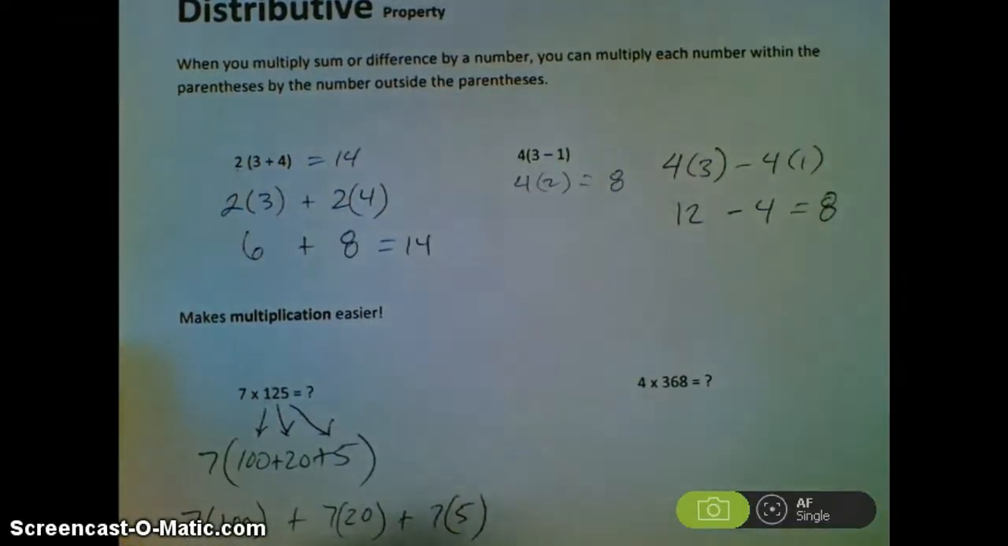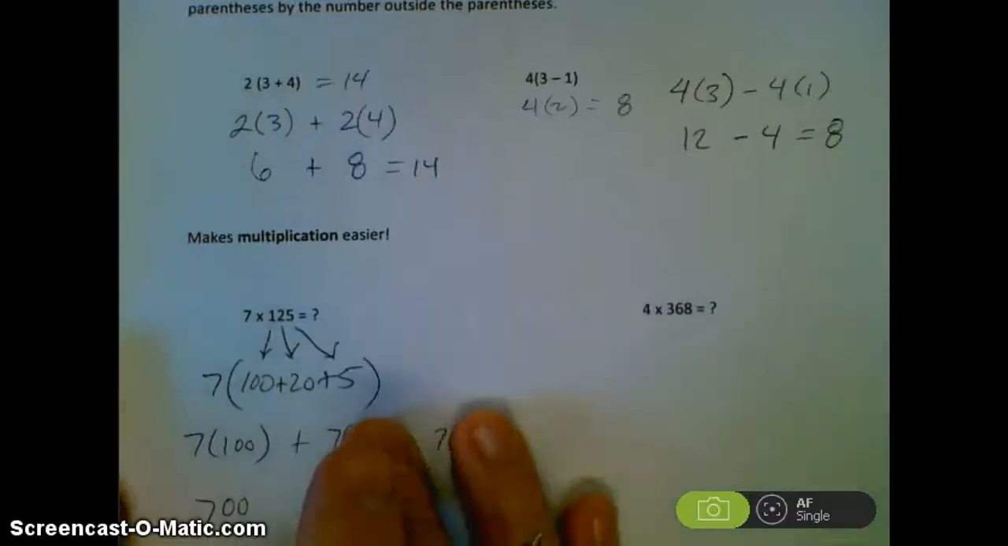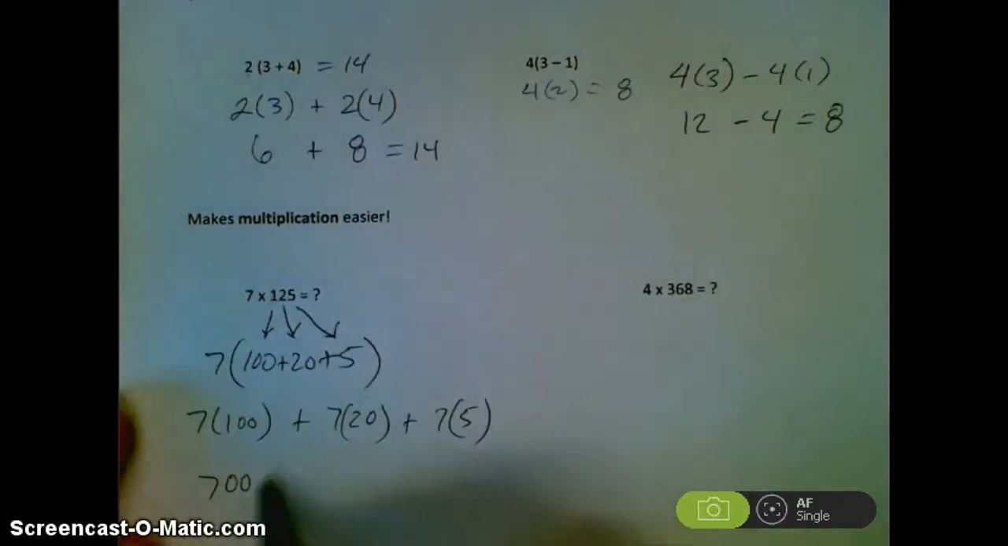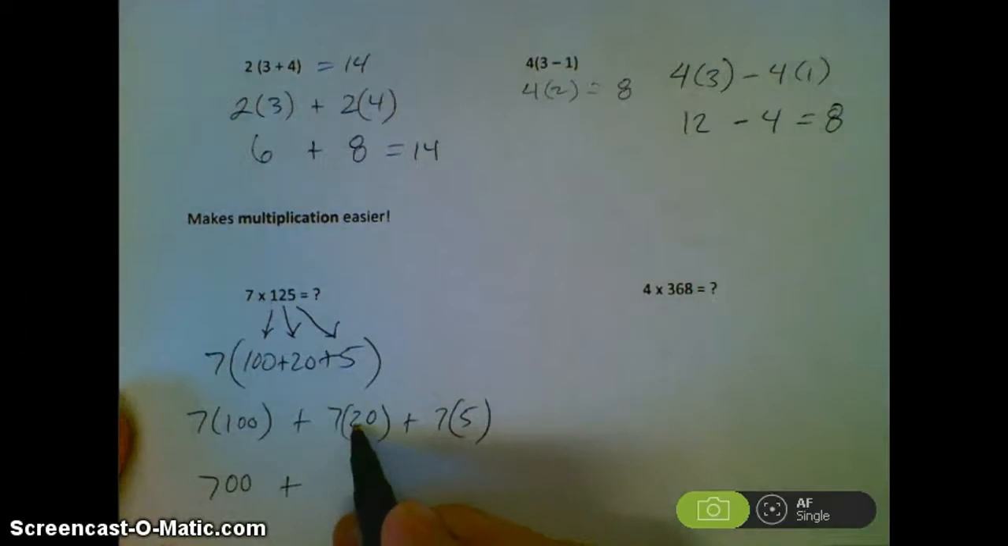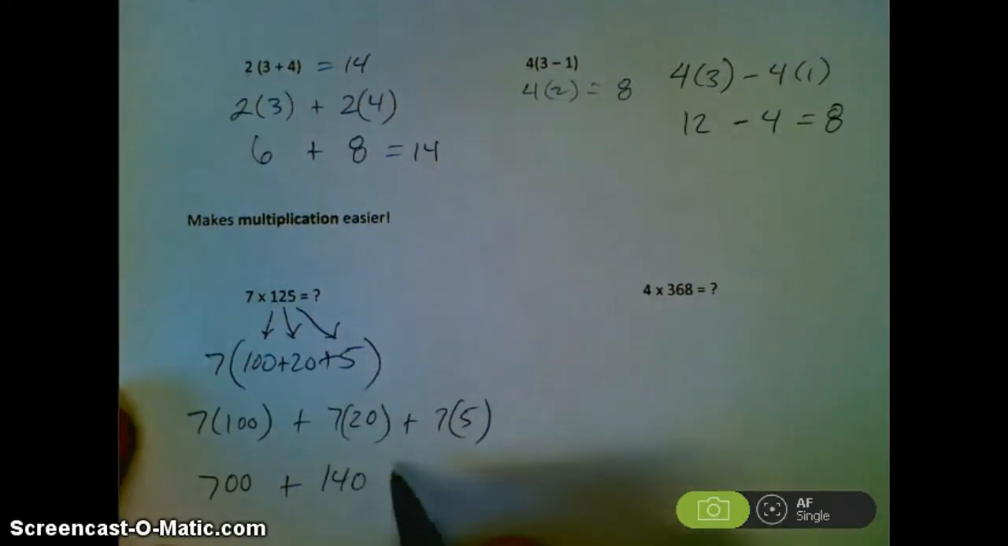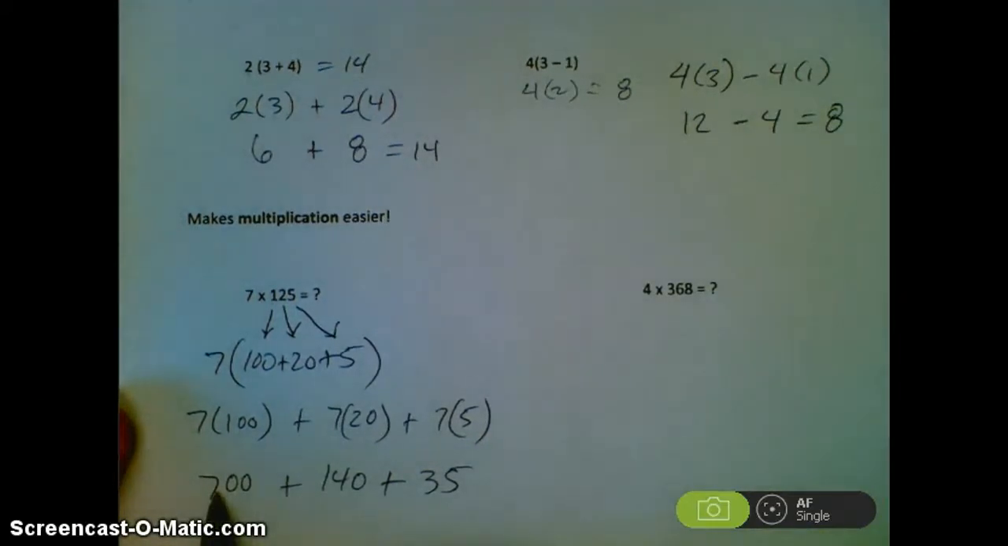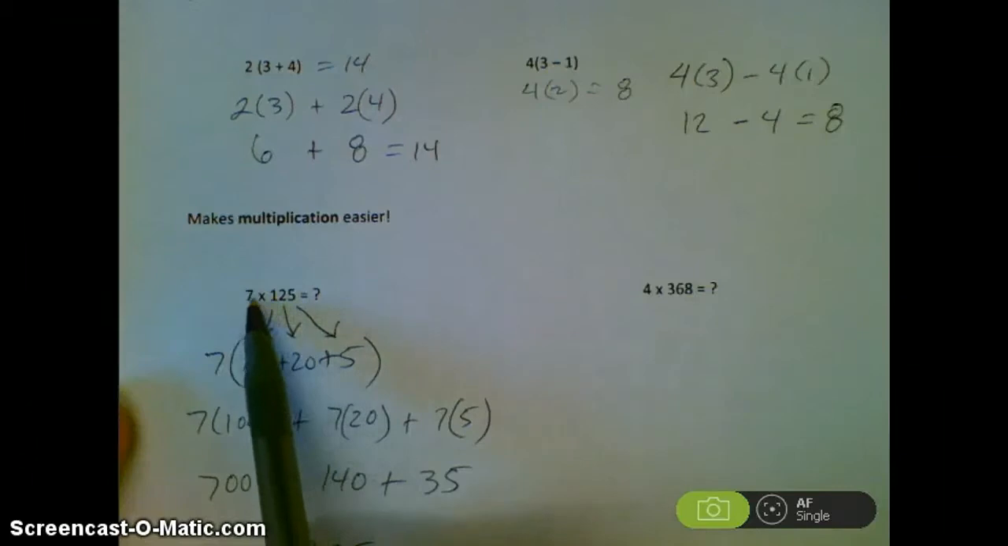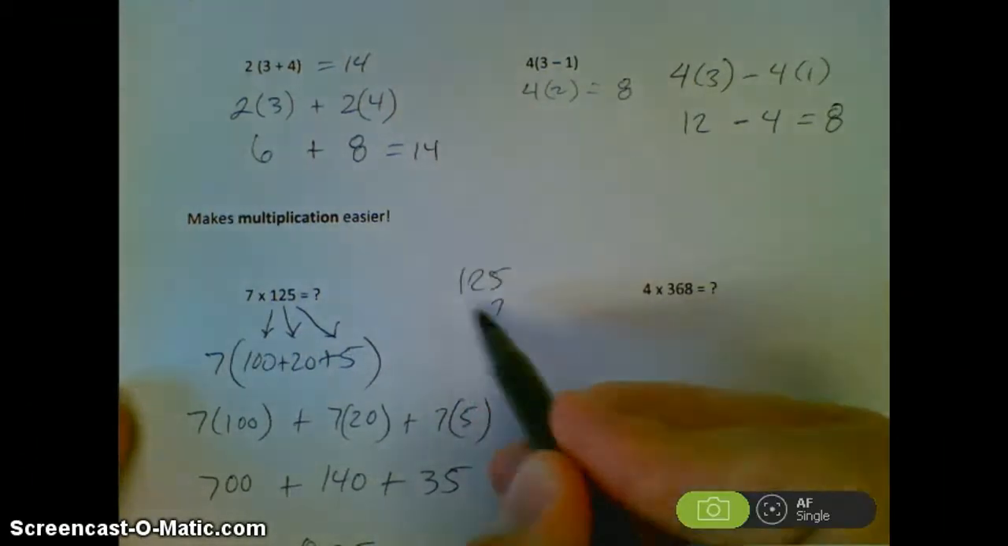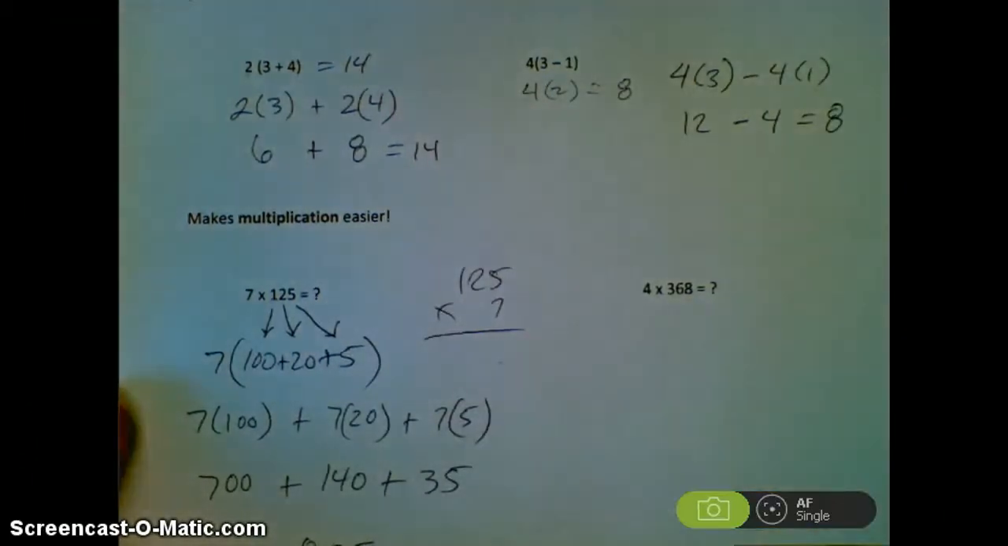So 7 times 100, that's easy, 700, plus 7 times 20, well 7 times 2 is 14, and I add that 0, so that's 140. And 7 times 5 I know is 35. Now I can just add all those up. Let's see, 700, 840, 875. That's a little bit easier for me than trying to multiply 125 times 7.